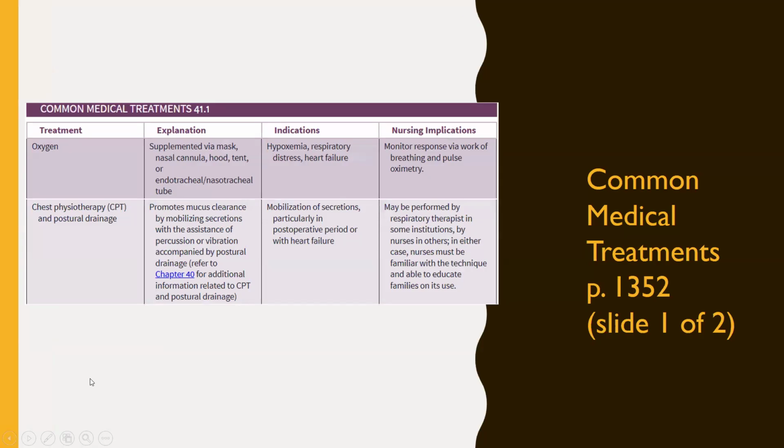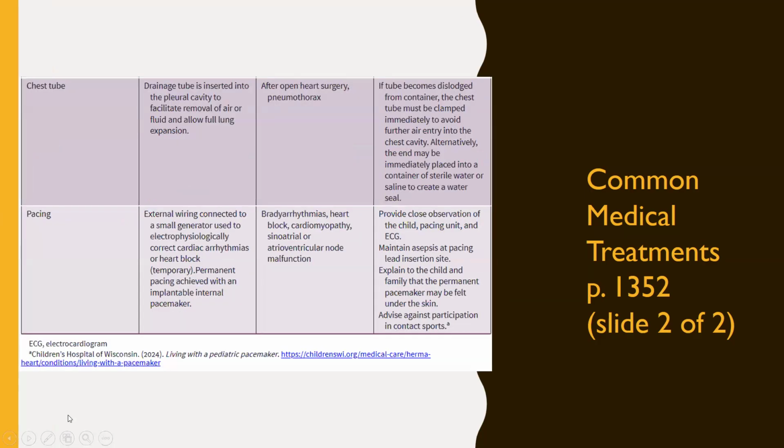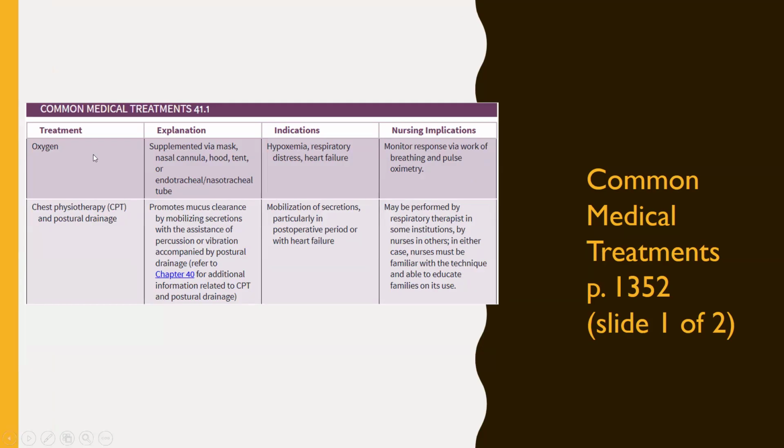Now, common medical treatments. 41.1 in your book. So obviously oxygen, chest physiotherapy and postural drainage may need to be performed. Chest tube placement and pacing. And this comes straight from your book on page 1352. And again, it gives you the treatment, explanation, indications, and the nursing implications. So I really like that the chart breaks it down like that for you.